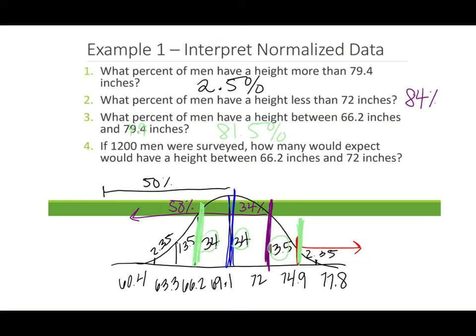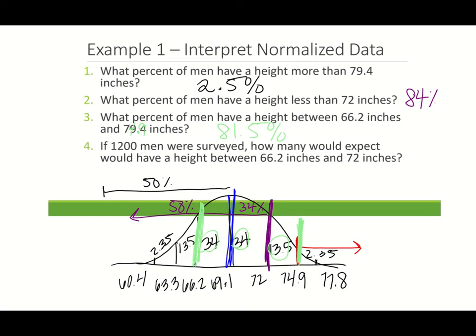Number 4 is a little bit different. It says if 1,200 men were surveyed, how many would you expect to have a height between 66.2 inches and 72 inches? So this is how we can actually apply this data to something in the real world. We have a set of data, we've collected all this data, well, now we want to predict something. So we're going to use our data to predict that.